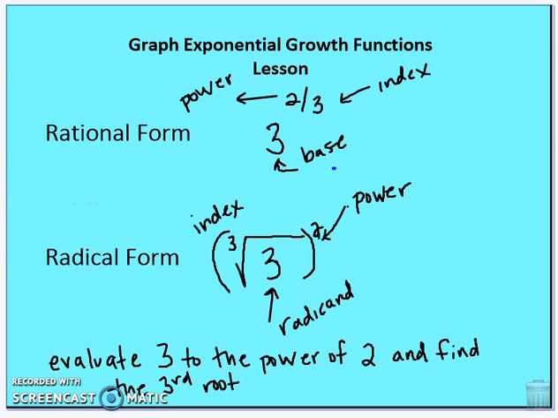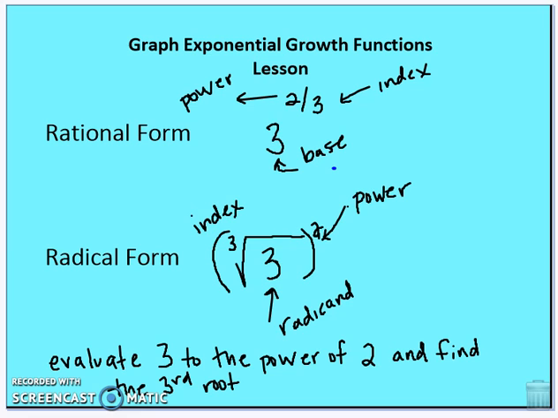Right, so rational form, we went over in the last class. Rational form has a base, and then a power, which is the numerator, and the index, which is the denominator. And in radical form, that translates to the root for the index, which is in the upper left portion, above and to the left of the radicand and the radical sign. And then the power, which was the numerator in the rational form, goes in the upper right portion, outside of the radical sign, and again to the right.